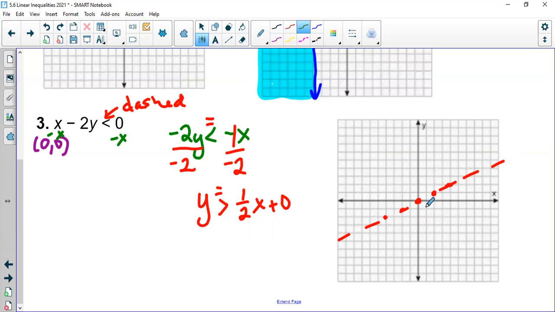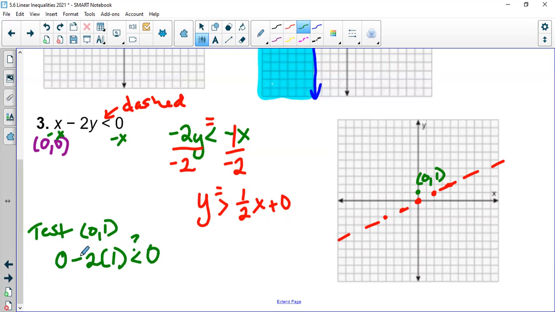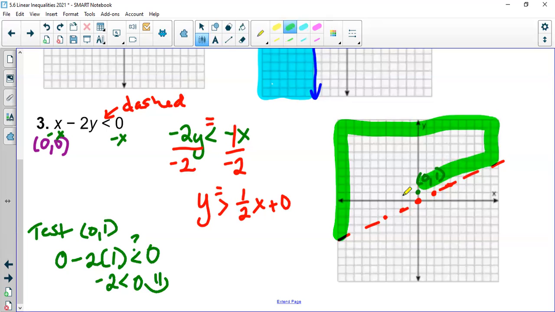Now notice I go through 0, 0, so I can't test 0, 0. I have to pick another point. So any other point, I'm going to pick this point right here, which is the point 0, 1. So I'm going to test 0, 1. And when I substitute 0 in for x and 1 in for y, I need to determine, do I have a true statement? So 0 minus 2 is -2. This is a true statement. -2 is less than 0. So we're going to shade through what makes this true. So we will shade on this half plane right here.